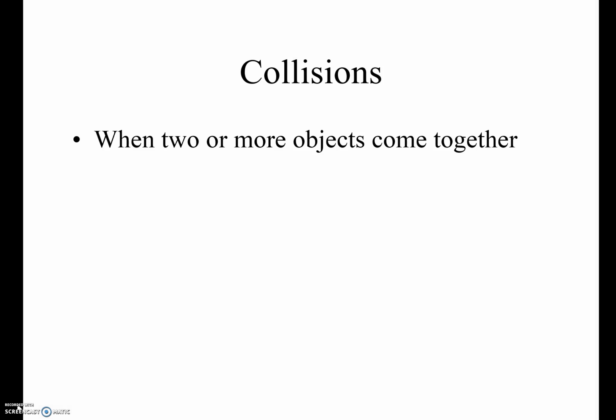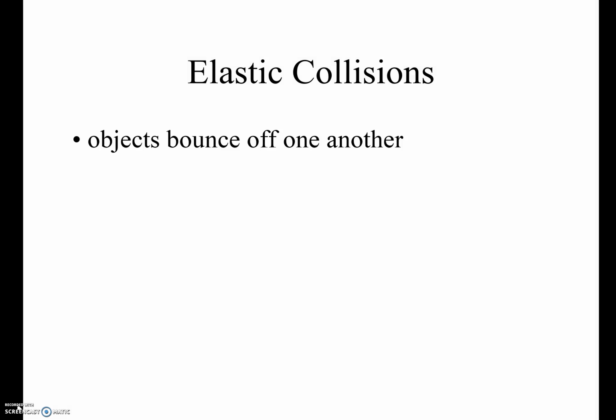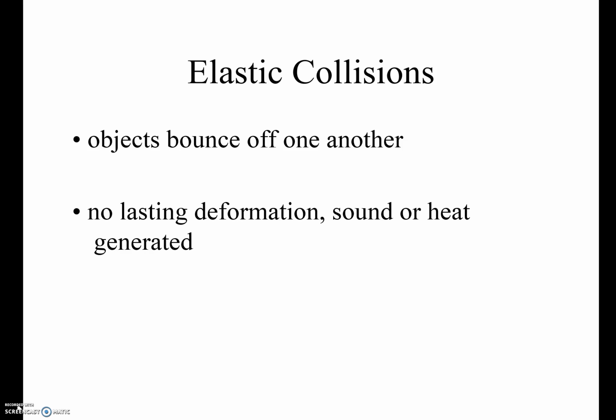Now let's talk about collisions. A collision is when two or more objects come together, and there are two types of collisions. We've got elastic collisions and we've got inelastic collisions. Elastic collisions are when one object bounces off of another object. There's no lasting deformation, sound, or heat that's generated in an elastic collision. We're just looking at the transfer of momentum from one object to another. And these are typically not common types of collisions.